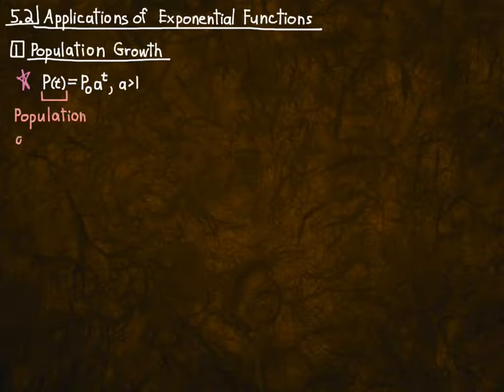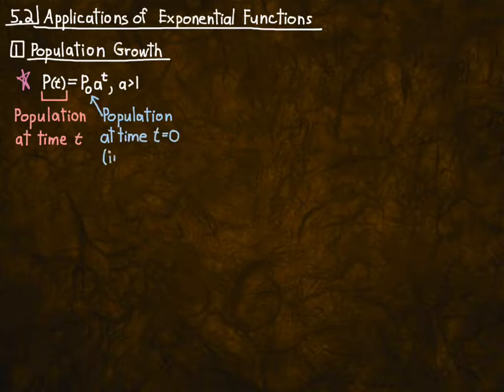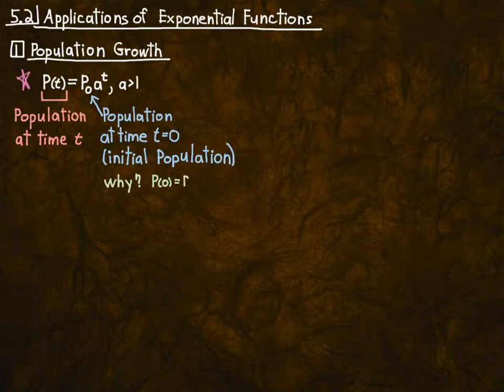P of t is the population at time t. P sub 0 is the population at time t equals 0, which is also known as the initial population. The sub 0 is used a lot for the initial value of something. And you can see why P sub 0 is the population at time t equals 0.